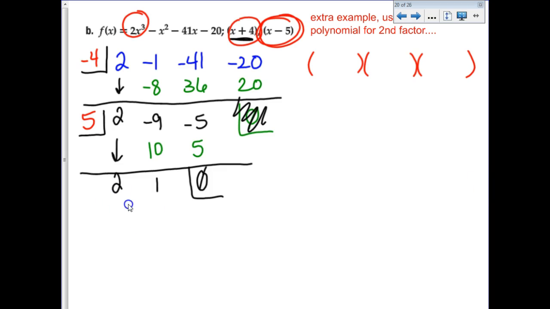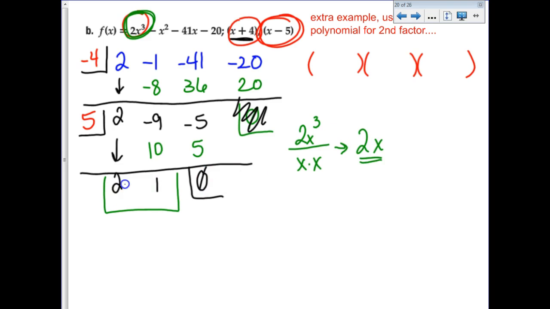This is kind of strange. Think about what happened here, guys. You took 2x to the third, and you divided it by an x term, but then you divided it by another x term. So you divided it by x squared. So you should have left 2x as your first term, which makes sense, because look what we have here, guys. 2x plus 1, no remainder. So one of my factors is that 2x plus 1 you just stumbled upon. What's another factor? The ones they gave you, yeah, x minus 5 and x plus 4.